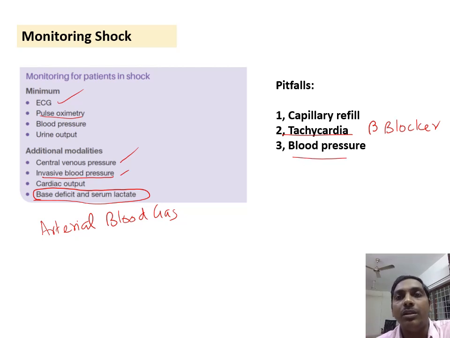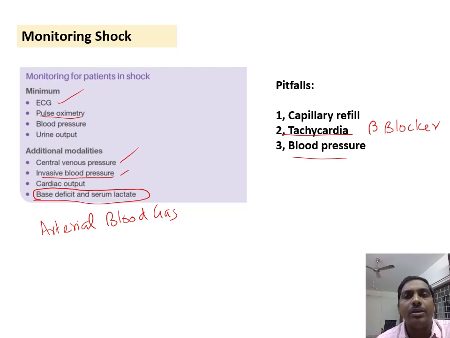Blood pressure is usually a late event in shock. So if the blood pressure is normal, that does not mean the patient is not in shock. Probably the patient might be in compensated shock or mild shock. Children usually will not have any hypotension before presenting with it as a late sign.